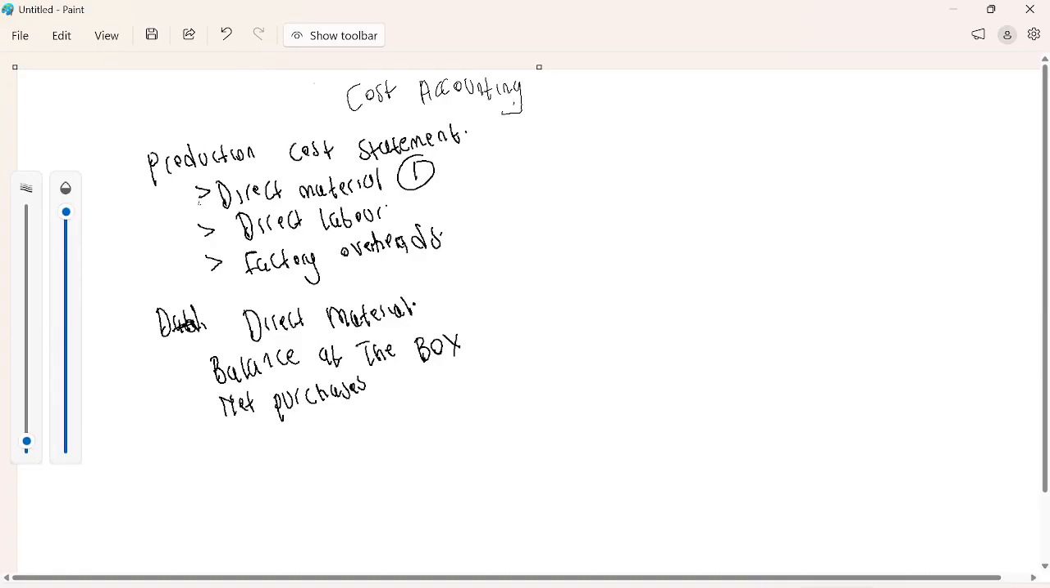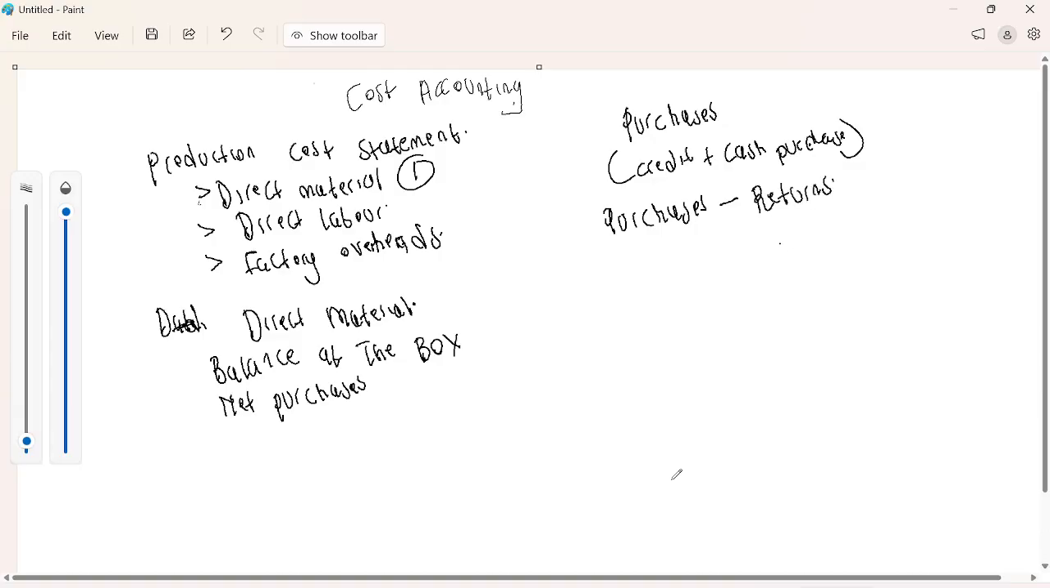Now guys, how do you find your net purchases and how do purchases form? Under purchases we have credit plus cash purchases combined, right? They make purchases in general. But how do we get net purchases? Net purchases is purchases, which consist of credit and cash purchases, minus returns. Maybe you bought something and returned it. So our net purchases are made of purchases minus returns.